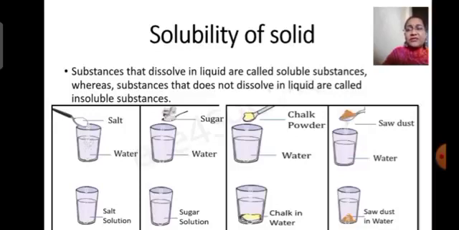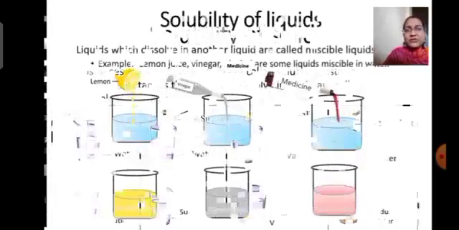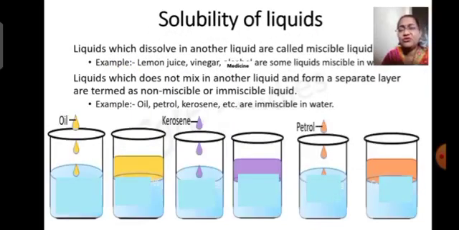Next, we'll see the solubility of liquids. Liquids which dissolve in other liquids are called miscible liquids. If we squeeze lemon in water, we will get lemon juice. That means lemon juice dissolves in water, which is an example of solubility of liquid in liquids. Similarly, if we add vinegar or liquid medicine in water, they get easily dissolved in water.